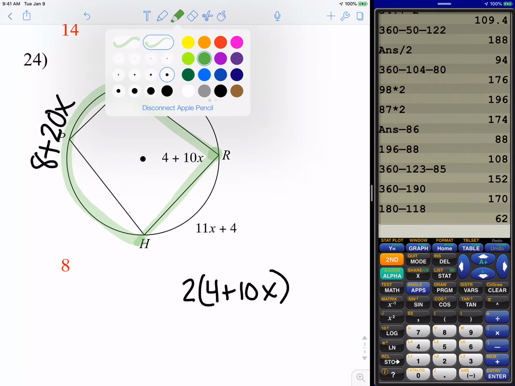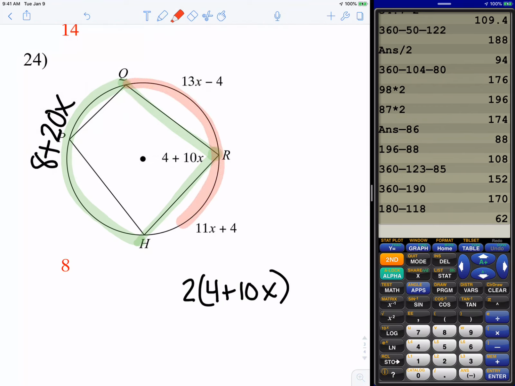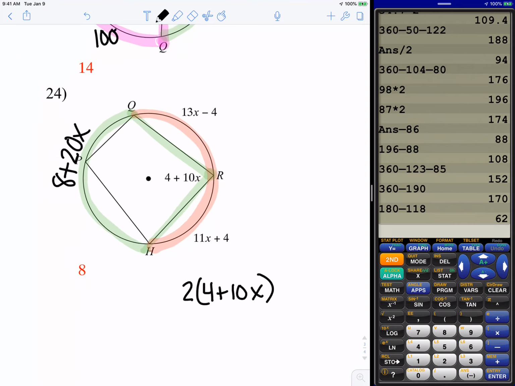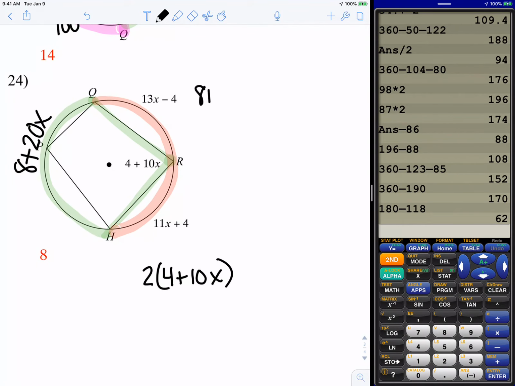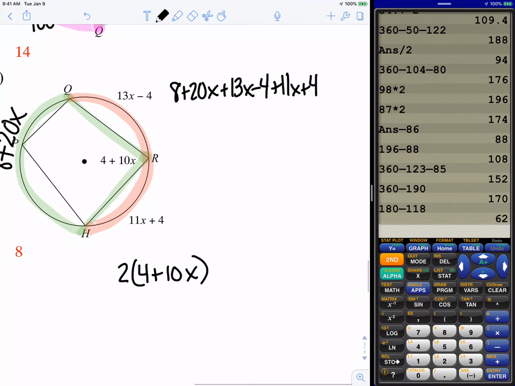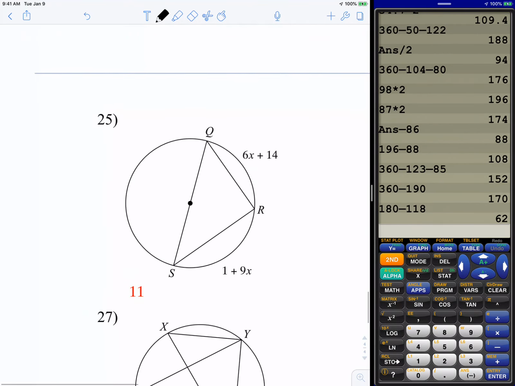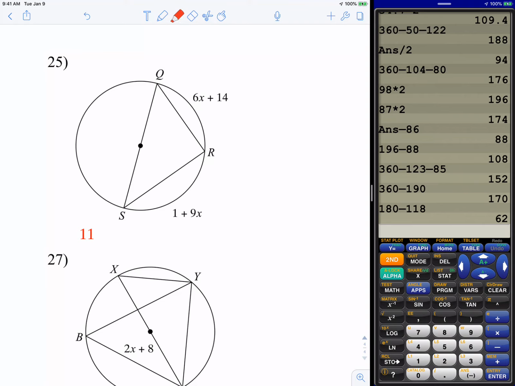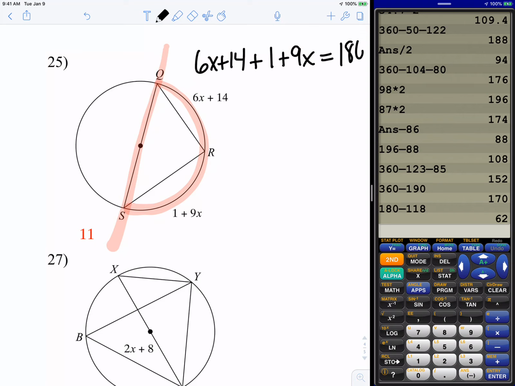And then I know the arcs for the rest of the circle. And the sum all the way around the circle is 360 degrees. So my setup is 8x plus 20 added to 13x minus 4 added to 11x plus 4 is a total of 360 degrees. When you solve for x, you get 8. 25. These two arcs right here are going to add up to 180 because that is a diameter. So I have 6x plus 14 added to 19x. That's a total of 180. x is 11.